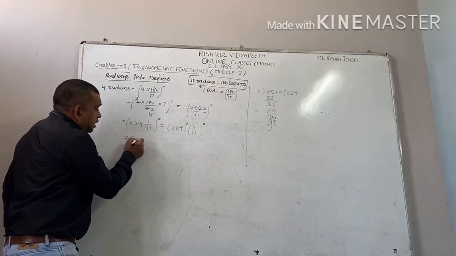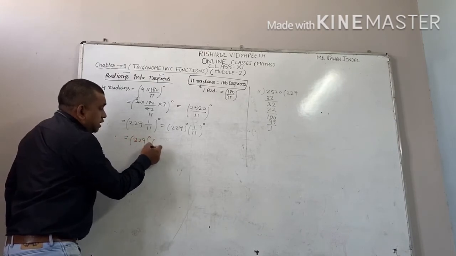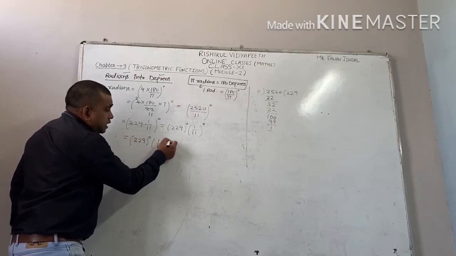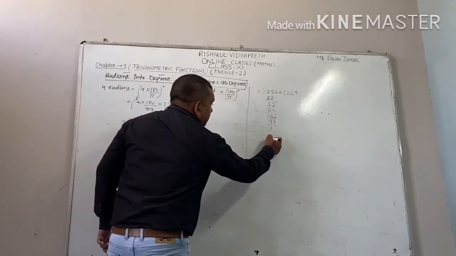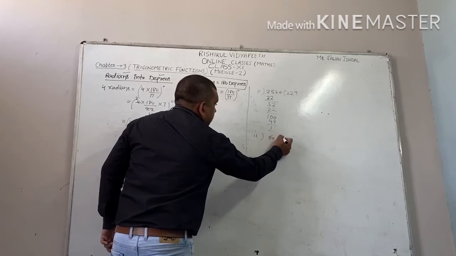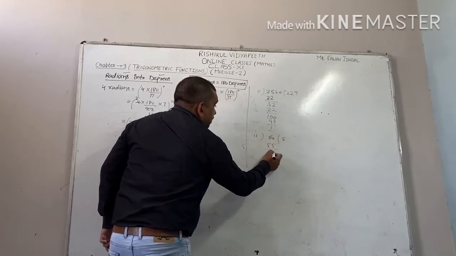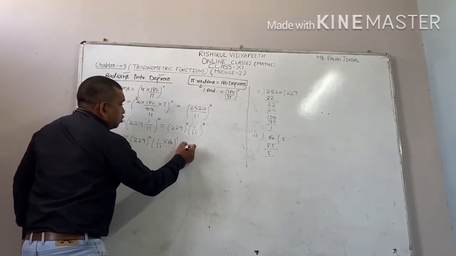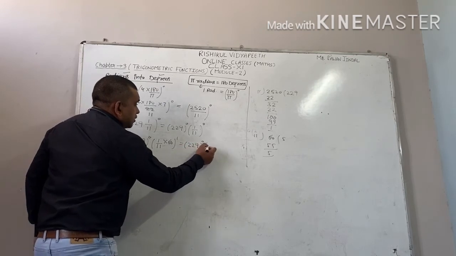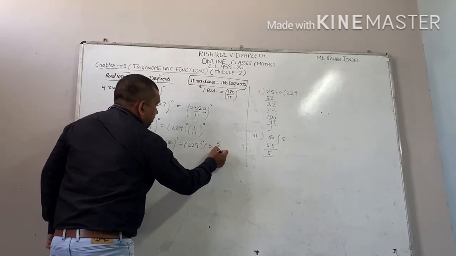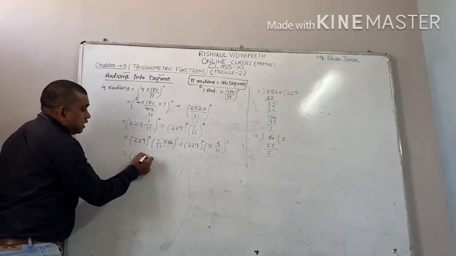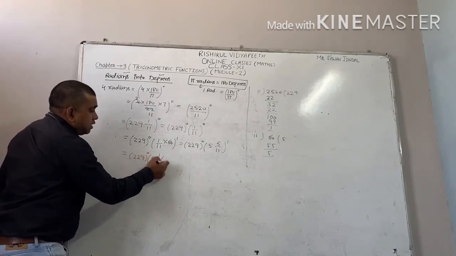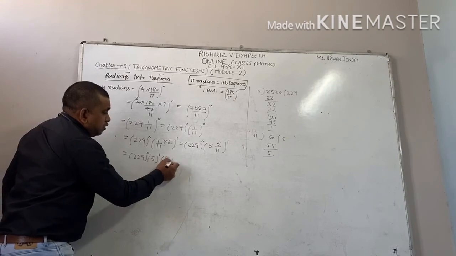Now smaller unit, that is your minute, multiply with 60. This is minute. 60 by 11. Now divide 60 by 11. What will you get? 5, and 5 is the remainder also. This will become 229 degrees, 5 by 11 minutes. Now again separate it. 229 degrees, 5 minutes, 5 by 11 minutes separate.